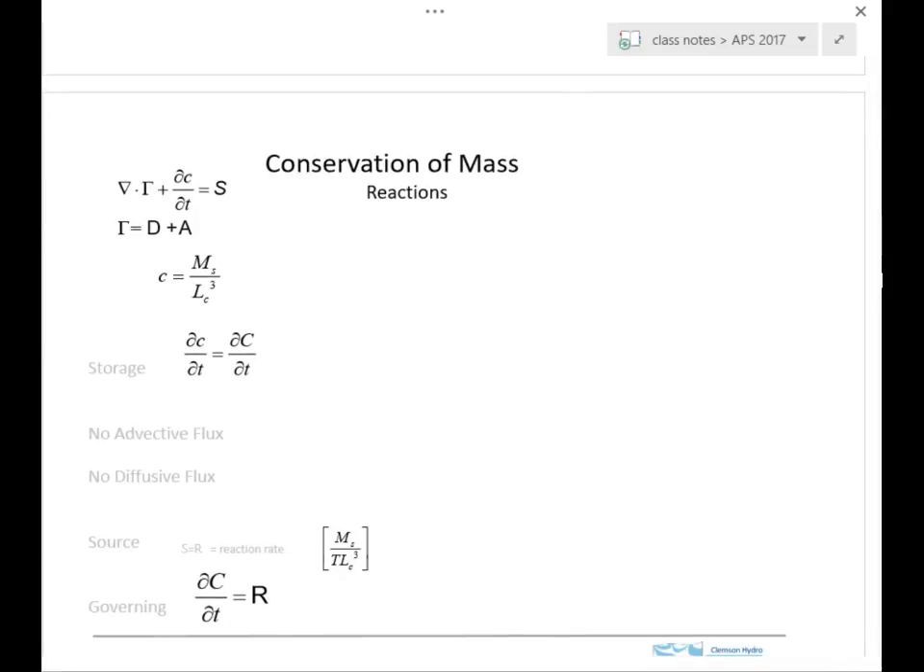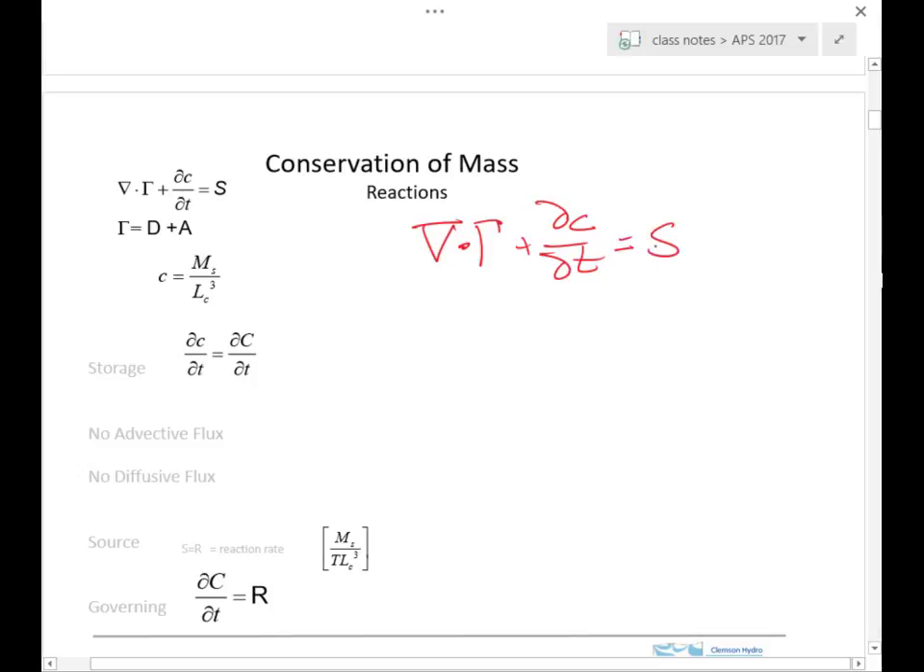So this is the basic approach that we've been using for our examples, where we say that for everything we're doing, this will apply. We'll have the divergence of the flux plus the rate of change of our compound with time, the rate of change of storage, and that equals some kind of source. So for this application, if we have a control volume, the conceptual model is that we have a reaction going on inside of the control volume. And that's pretty much it.